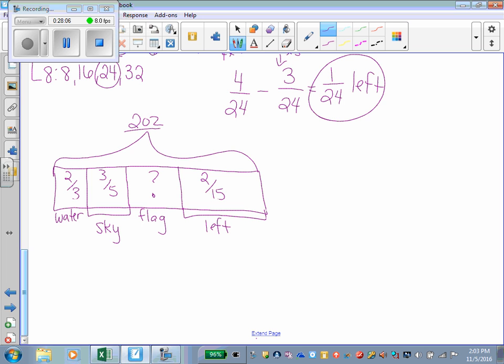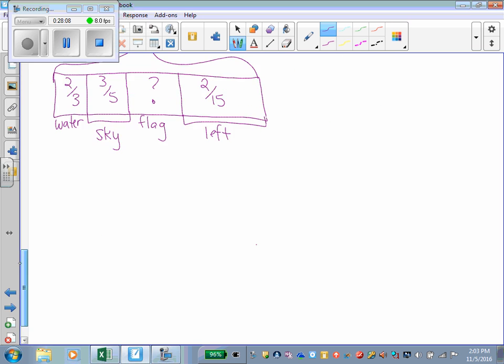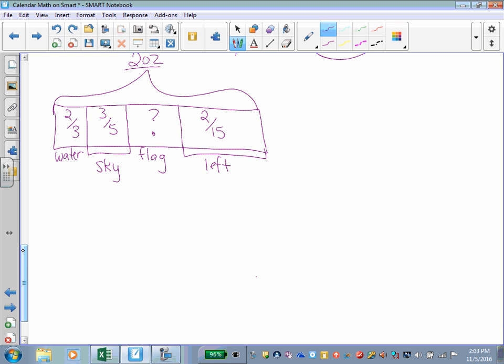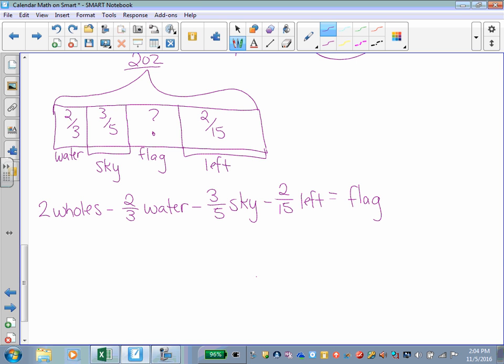All right, in this case, instead of 1 hole, how many holes do we have? We have 2 holes. So we have 2 holes minus the 2/3 for the water, minus the 3/5 for the sky, minus the 2/15 that is left will give us how much is left, or what she used for the flag.